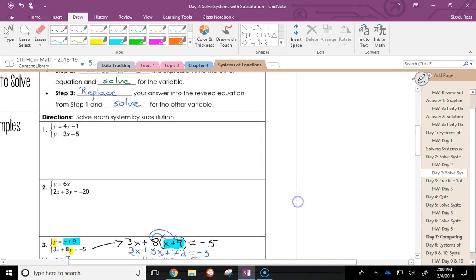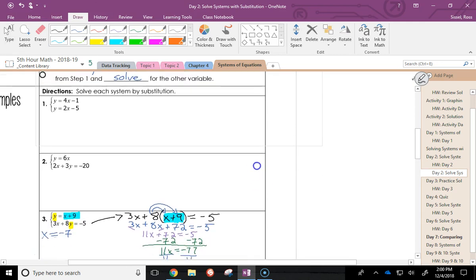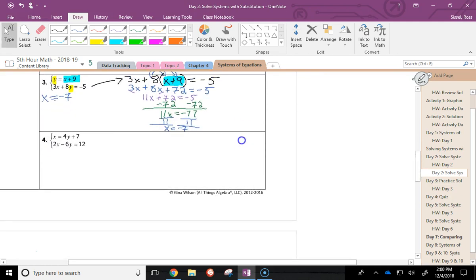Now, after we've solved that, we go to step 3. Replace your answer into the revised equation from step 1 and solve for the other variable. So now, anywhere I see x, I'm going to replace it with -7. I'm going to look at my 2 equations. In my first equation, y equals x plus 9 is an easier equation. So I'm going to solve for that one.